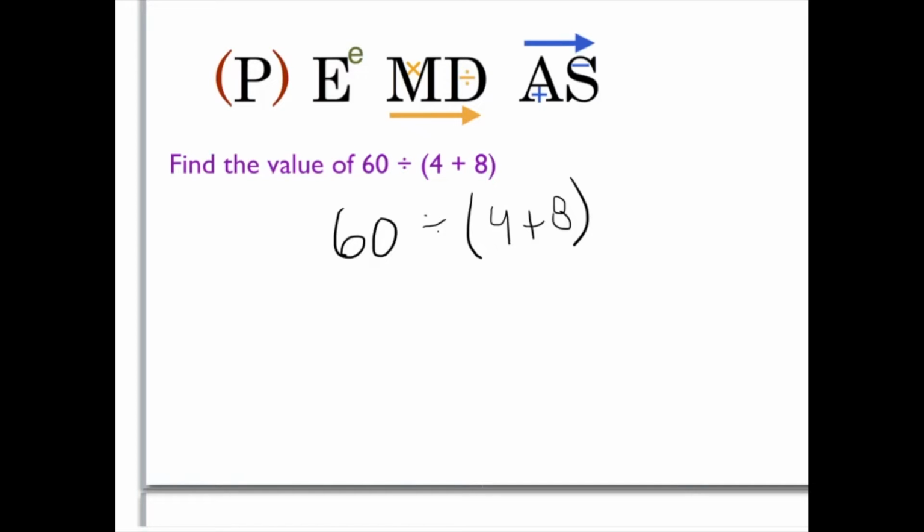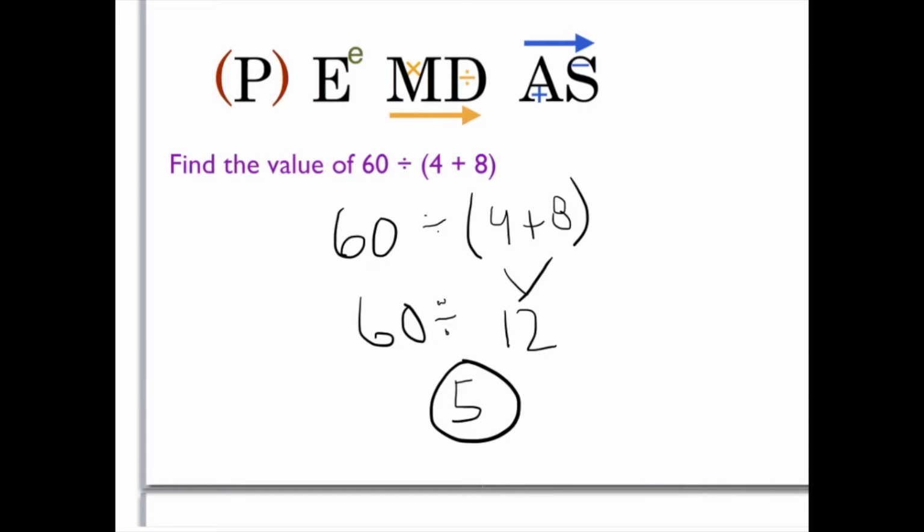Do we have any parentheses? Yes, of course we do right here. So we're going to do 4 plus 8. That gives us 12. And let's bring back down this 60 divided by. And again, we're left with just a simple division problem. 60 divided by 12 gives us 5. And there's our answer.